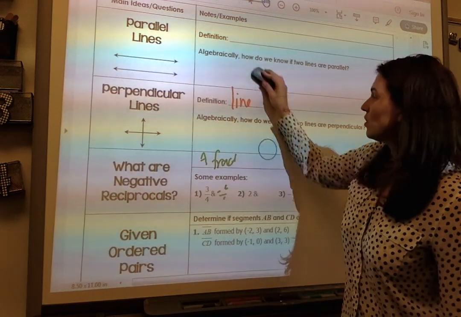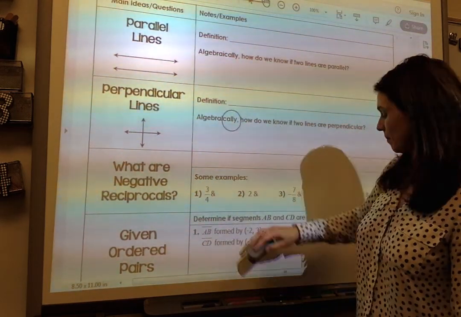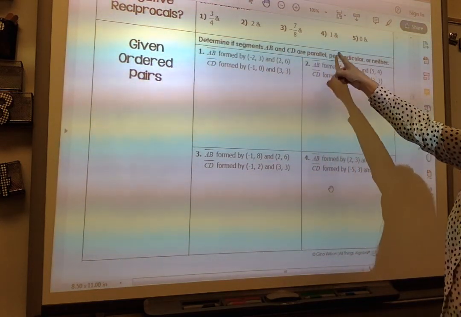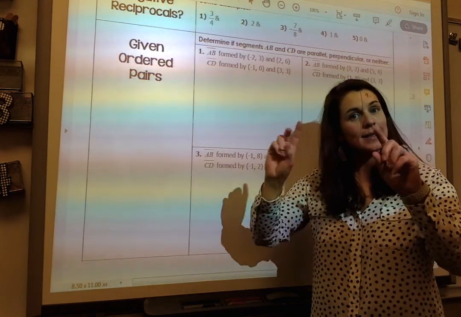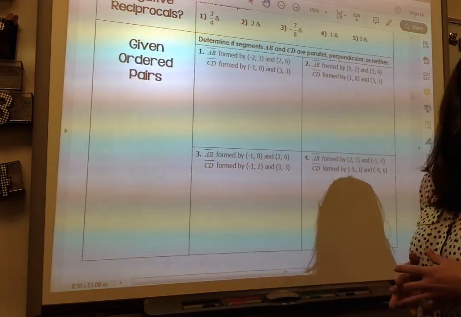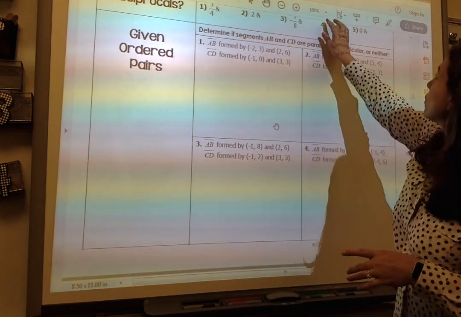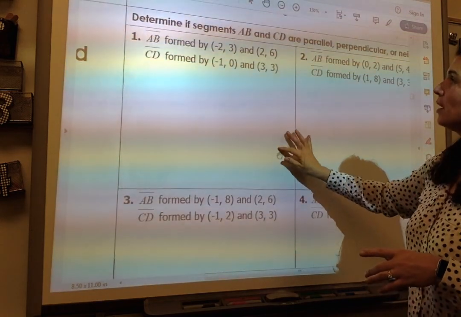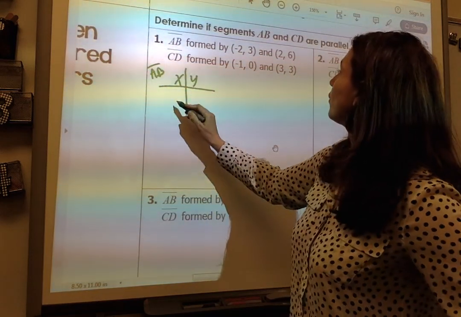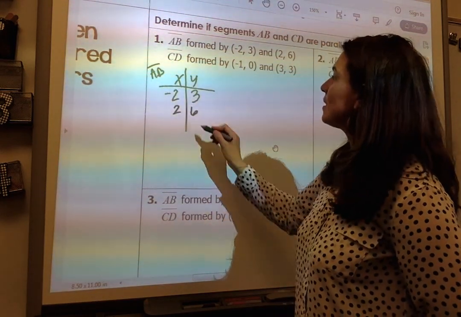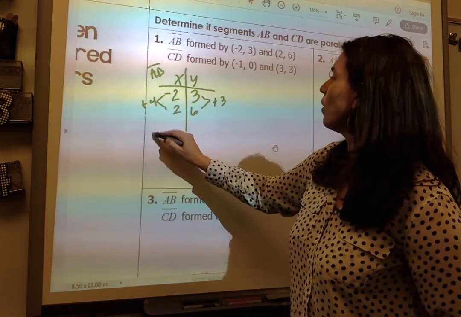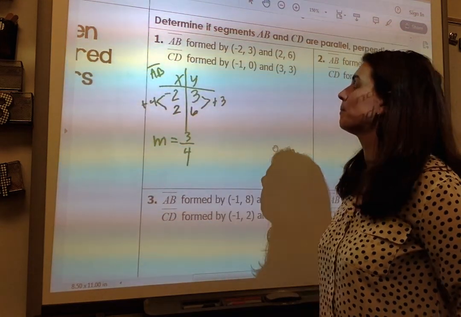So now let's do some examples together. It's asking me to determine if segments AB and CD are parallel, perpendicular, or neither. Now we know parallel lines have the same slope, perpendicular lines have negative reciprocal slopes, and neither just means they're not either. So let's take a look at numbers 1 and 2. Over here, I'm going to find the slope of line AB. I make my little chart, and I get -2 and 3, 2 and 6. Here I go up 3, here I go up 4, and my slope is 3/4.